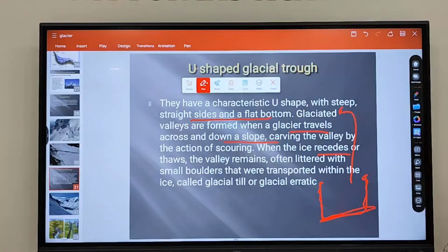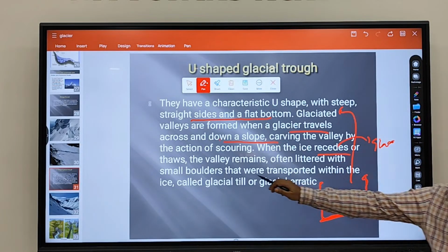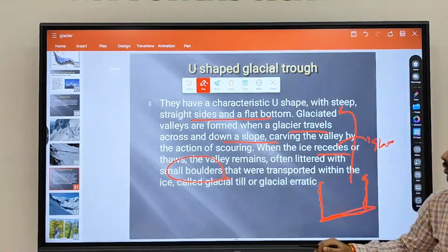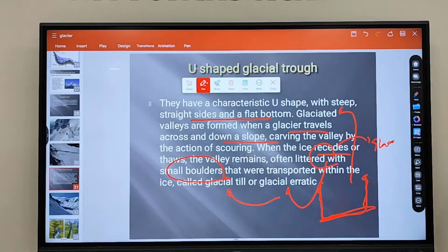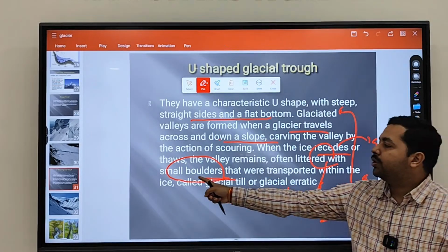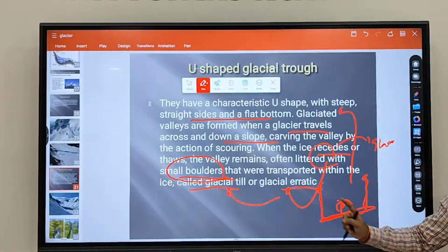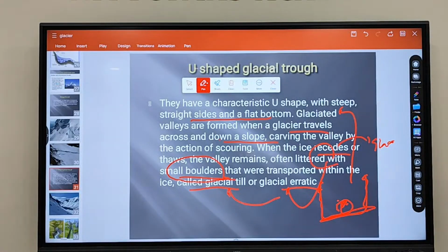And when the ice recedes or thaws, so when the glacier melts, then you will find large boulders or small boulders over here, which are called glacial till or glacial erratics. Clear? So when ice is flowing and then melts, as we discussed, it will erode, so it will carry a lot of material. When ice melts, these materials are going to be there. These are called your glacial till or glacial erratics. Clear? So where will the ice melt?